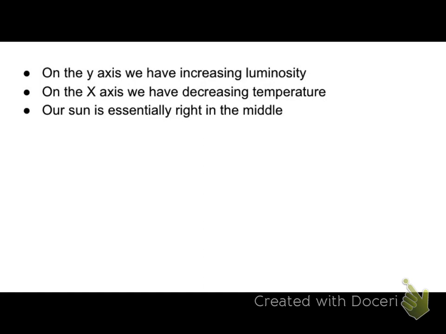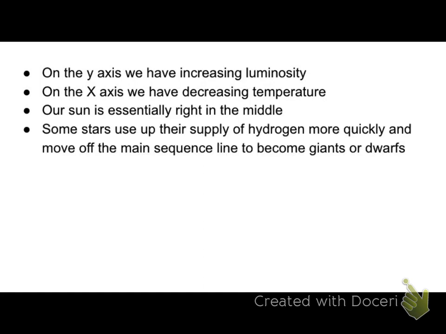But what I want you to notice on this diagram is something important, is that some stars are either up in the top right or down in the bottom left. And those stars are stars that use up their hydrogen more quickly. And then they move off of the main sequence line and become either a giant or a dwarf. And we will learn about the life cycle of stars and how this can happen in the next section. But for right now, all you need to know is that these stars exist.